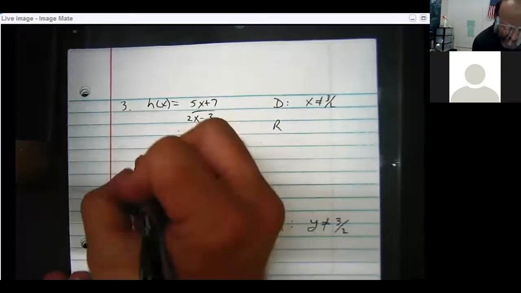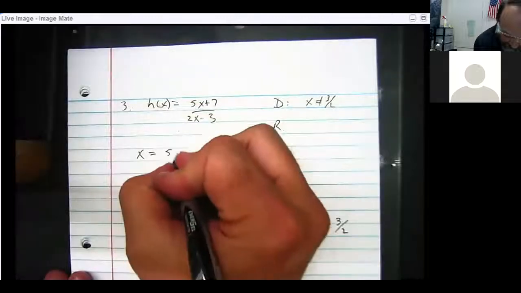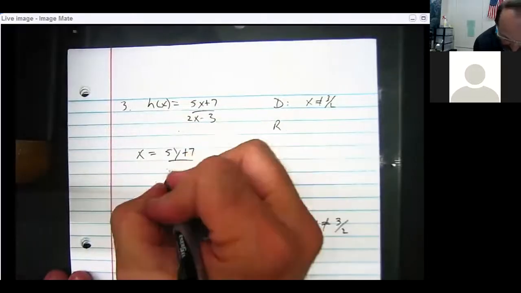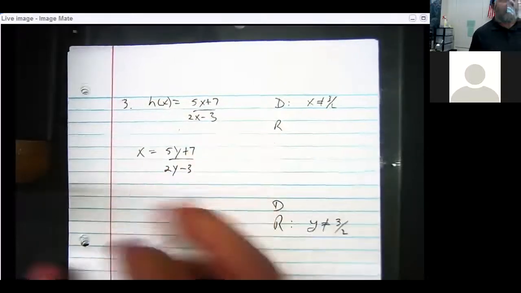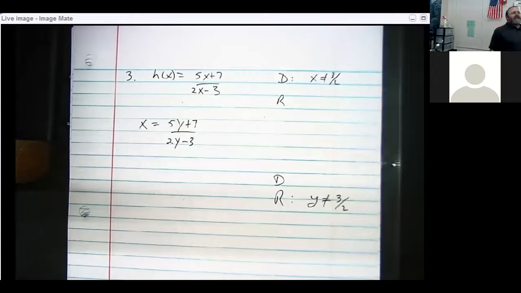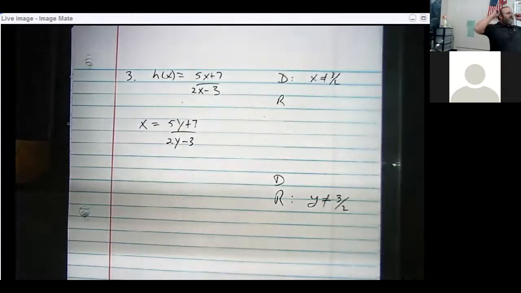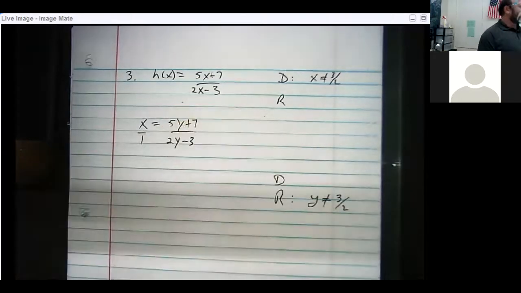So let's swap x and y. And here's where people look at this and go, uh-oh, how in the heck am I going to get y by itself? Look at it. Does that look like a mess? I got y on top and bottom, and I need to get it by itself. Easy fix. Here we go. Watch. Call that 1. Cross multiply.